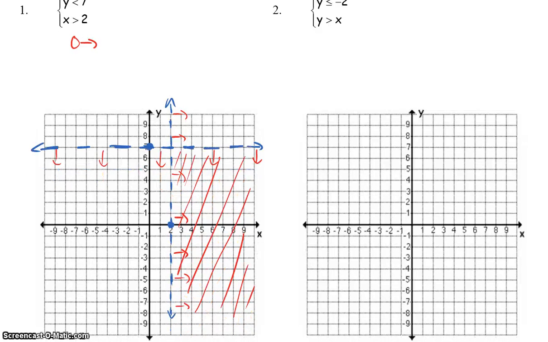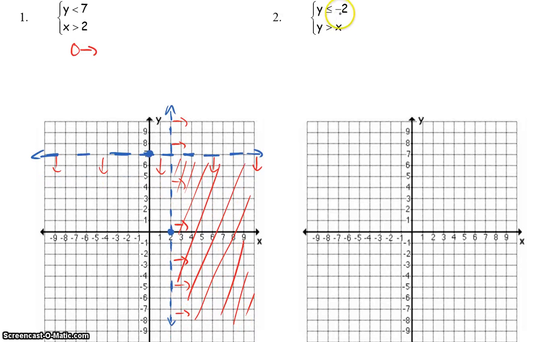Number 2, the only difference is that I have one horizontal line. Y is less than or equal to -2. Therefore, I go to -2 on my y-axis. The or equal to means I do graph a solid line this time, all the way through. Less than is still below, just like we've been doing.